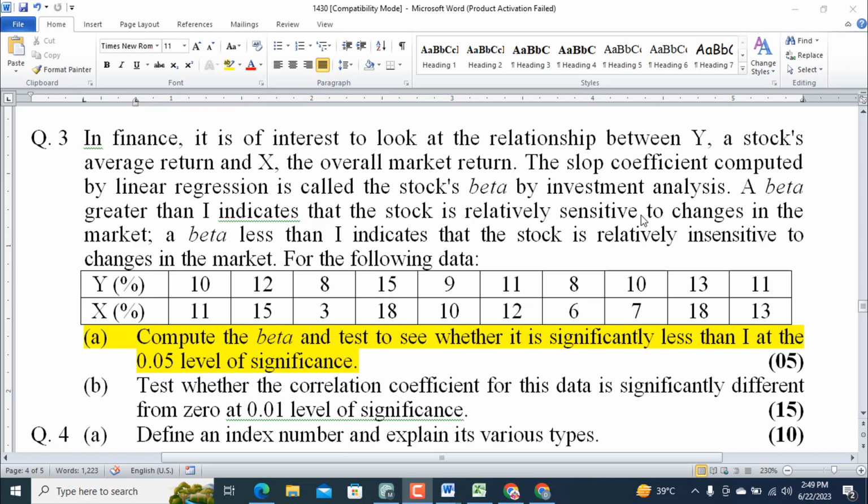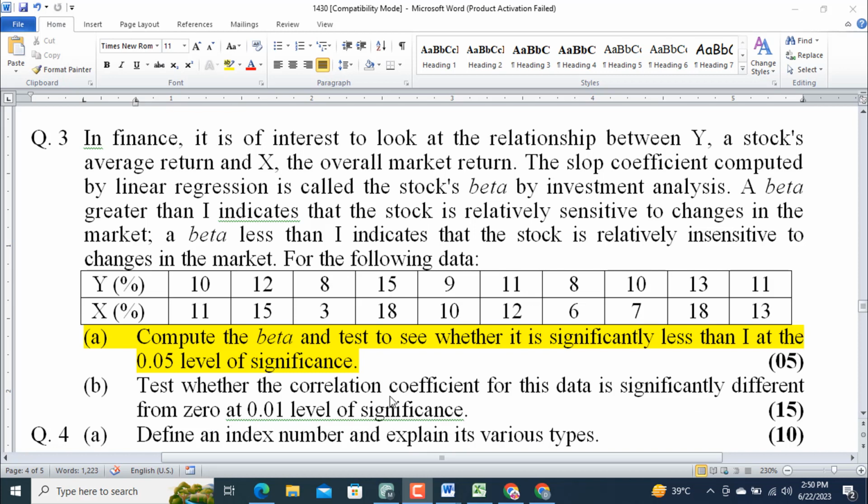In today's video we are going to cover the solution of part B of question number 3. There is no need to read out the question in this session. So let's start reading the question part B directly, then we will move to the solution that I have made on the workbook Excel sheet. Test whether the correlation coefficient for this data is significantly different from 0 at 0.01.